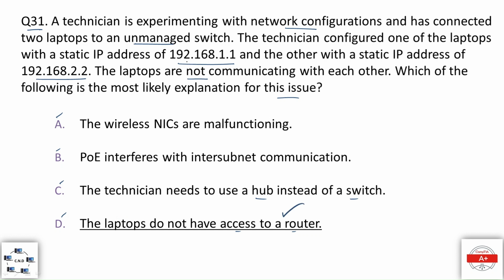Remember, when we are trying to communicate between two different networks, as we can see that this network 1.1 is different from this network 2.2, therefore, in order to communicate between these two different networks, we need a router between them. So a simple switch or a managed switch cannot do routing. For this, we need a router or a layer 3 switch. So a layer 3 switch can also do routing. But without a router or layer 3 switch, we cannot communicate between different subnets or different networks.